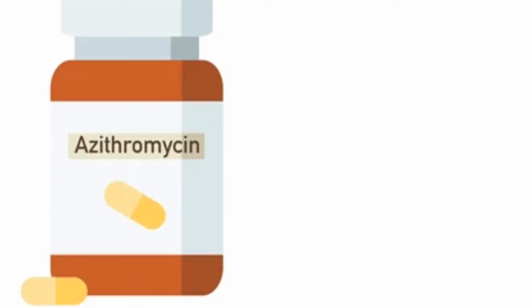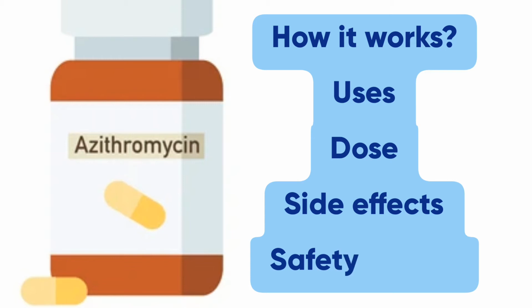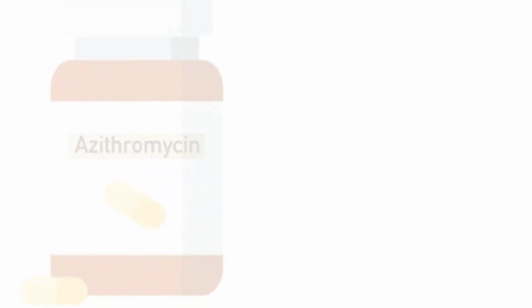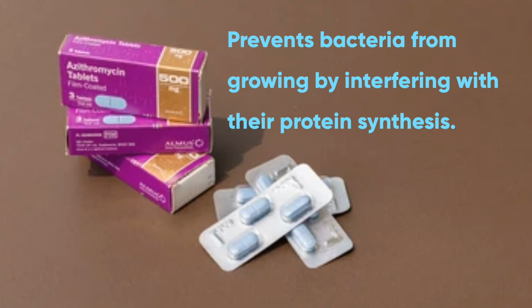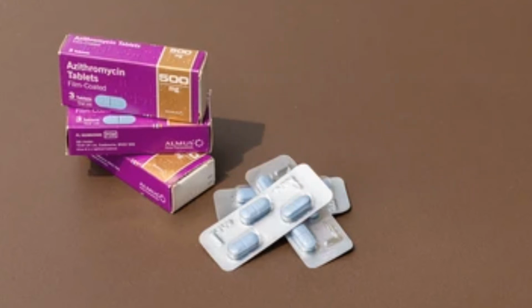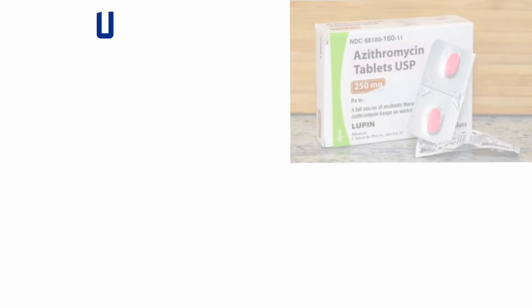In today's video, we'll learn about azithromycin, how it works, uses, dose, side effects, and safety advice. Azithromycin belongs to the class of macrolide antibiotics. It prevents bacterial growth by interfering with their protein synthesis. Azithromycin is a broad-spectrum antibiotic with increased action against gram-negative bacteria.